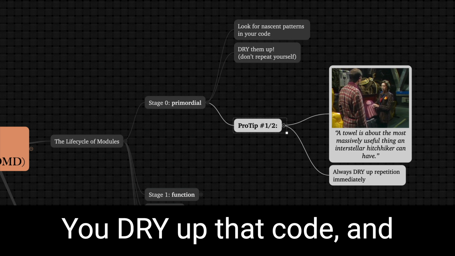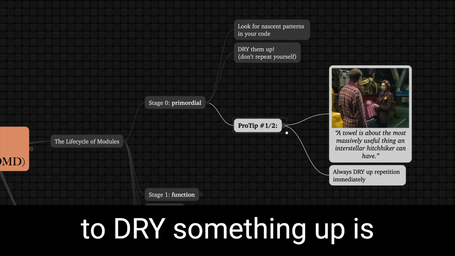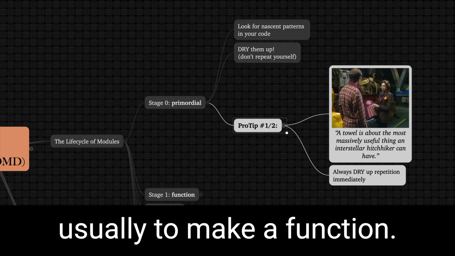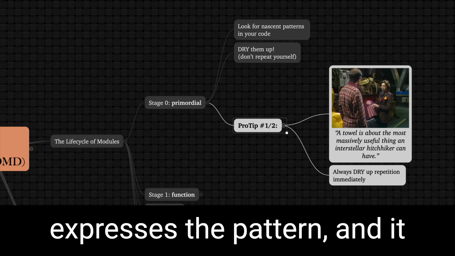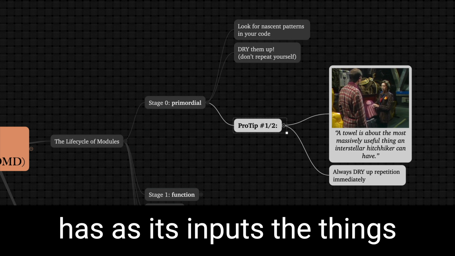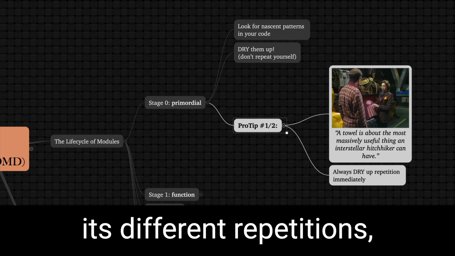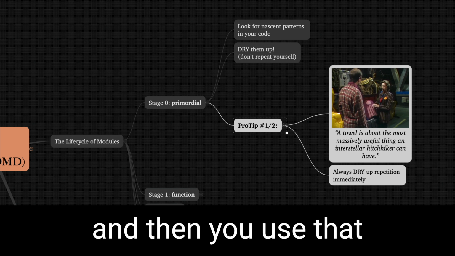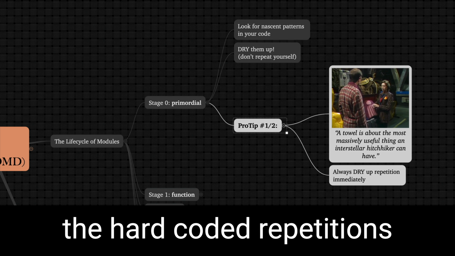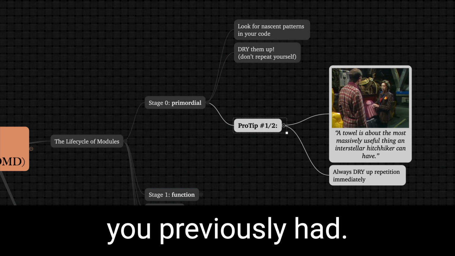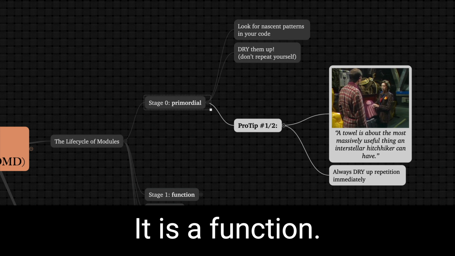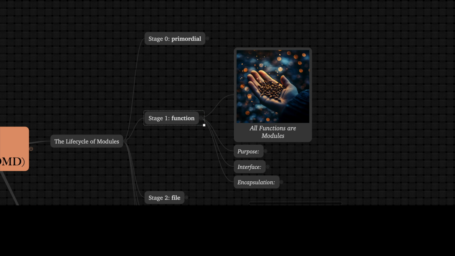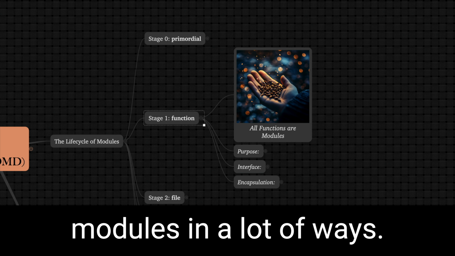You dry up that code, and the first step of any attempt to dry something up is usually to make a function. You make a function which expresses the pattern, and it has as its inputs the things that vary among its different repetitions. And then you use that function instead of each of the hard-coded repetitions you previously had. You now have the smallest module. It is a function.